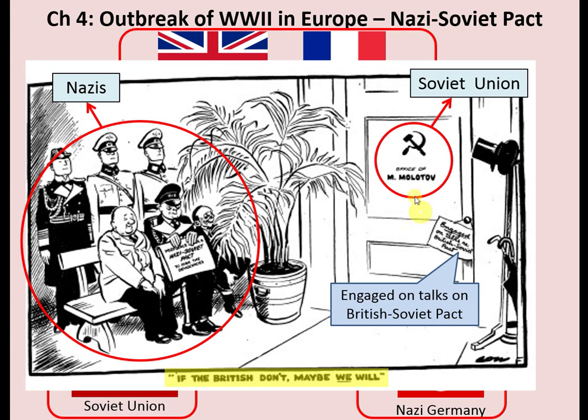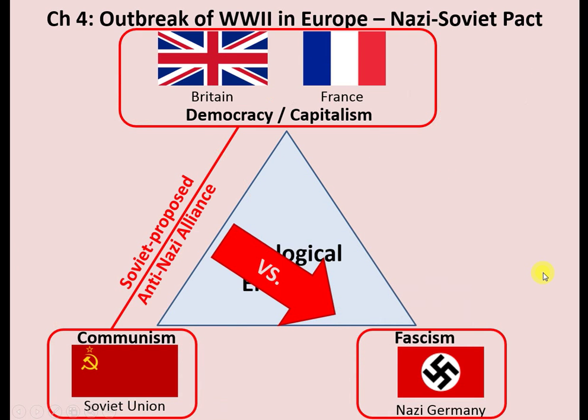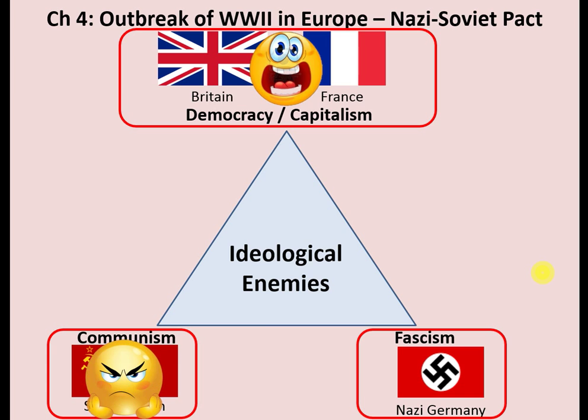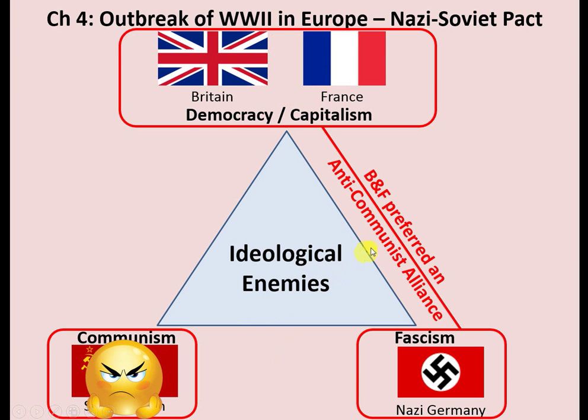Alright, so the communists of course were not very happy about that. Why was this? So what did the British and French prefer? They preferred an anti-communist alliance, in other words, to team up not with the Soviet Union but with Nazi Germany, to deal with the communists. So of course the communist Stalin would not be in a very happy mood.